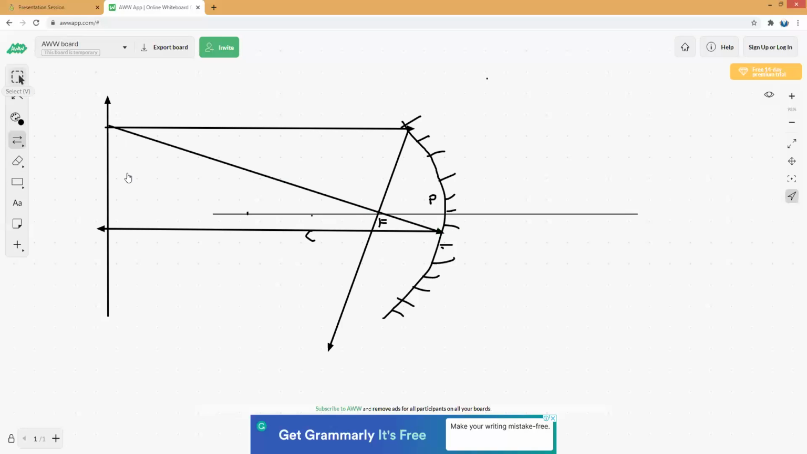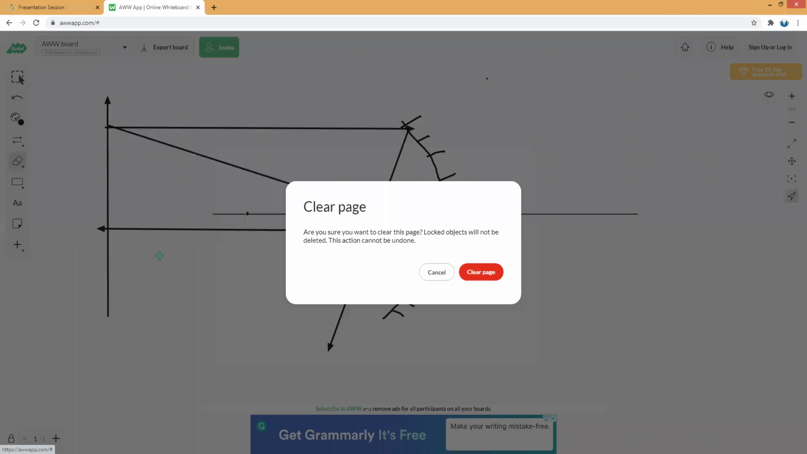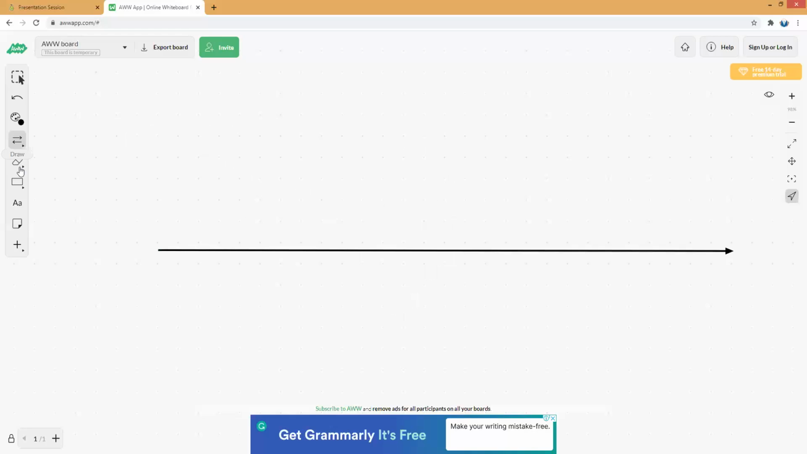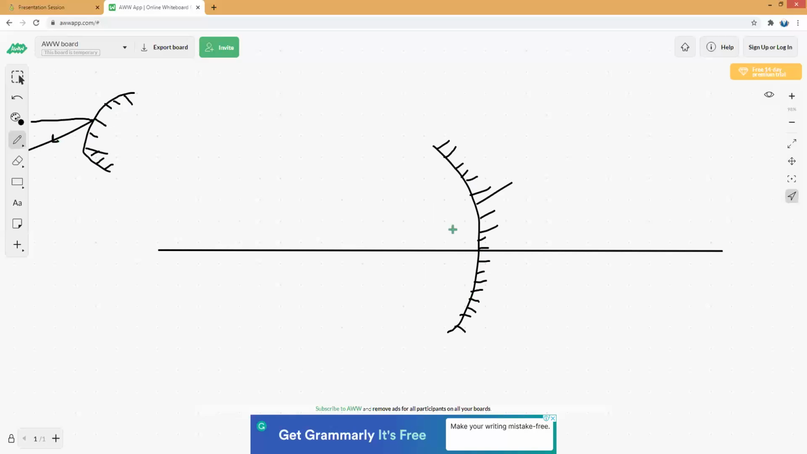The second one is when the object is beyond C. So this is the principal axis. Now let's draw the mirror. Make sure that you're drawing the silvering. This is the reason why the light gets reflected, so the silvering has to be there. In the case of a convex mirror, the silver would be inside, opposite to the reflecting surface. So the silvering is backwards.